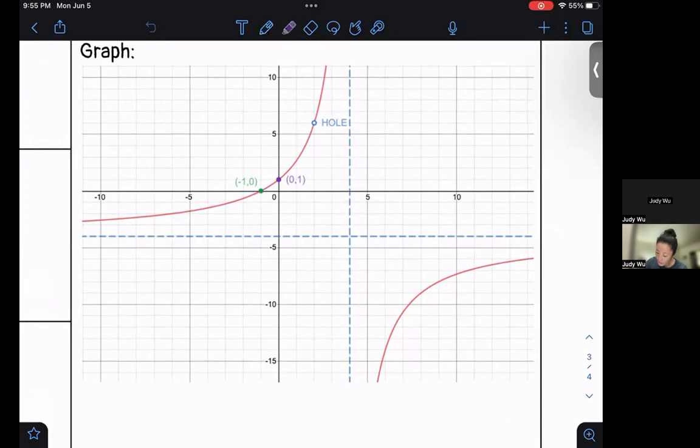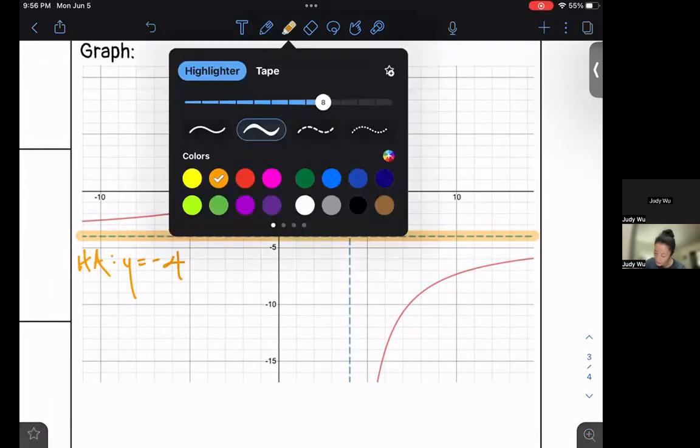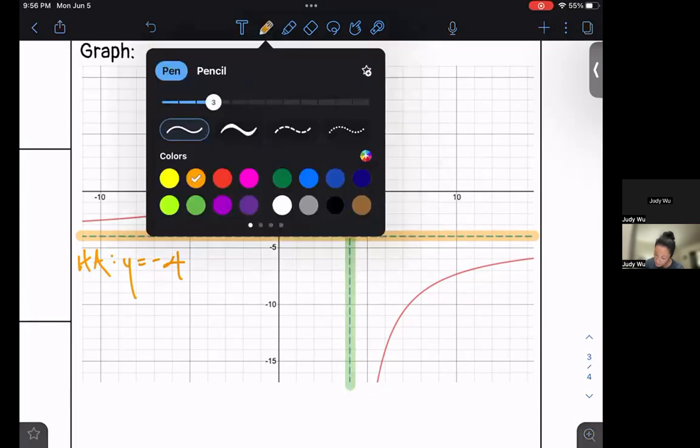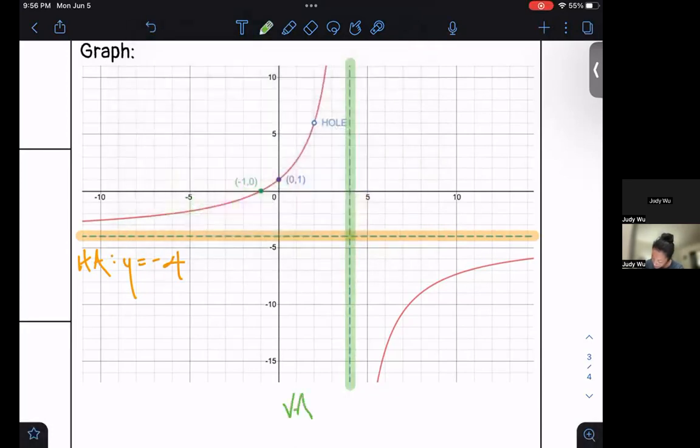Now, one thing I notice is that I have a horizontal asymptote right here. And I'm going to go ahead and label this as horizontal asymptote of y equals -4. Okay. I also notice that I have a vertical asymptote. And this vertical asymptote has an equation of x equals 4.